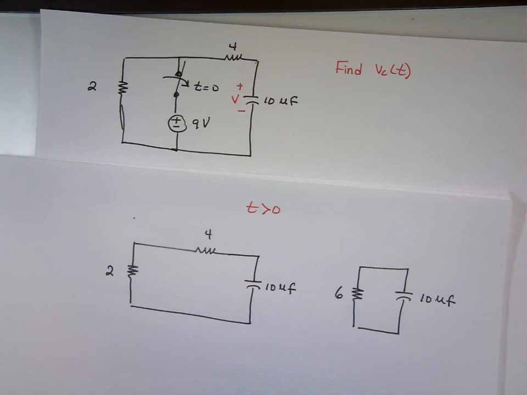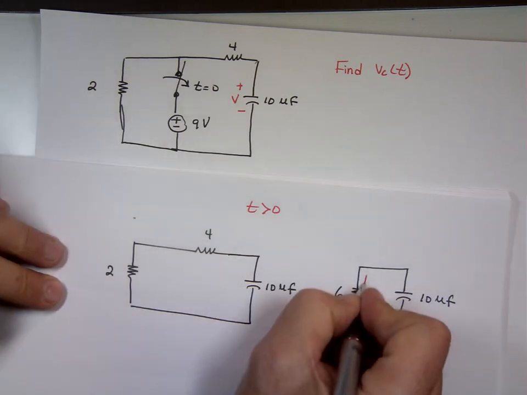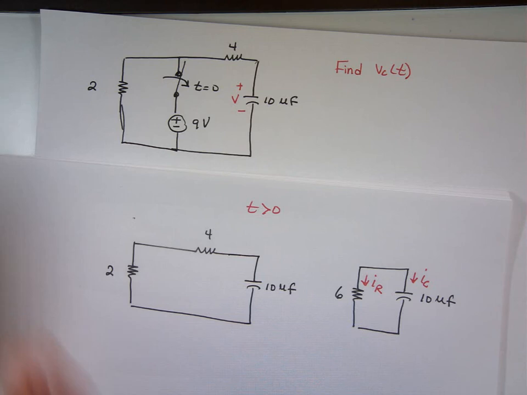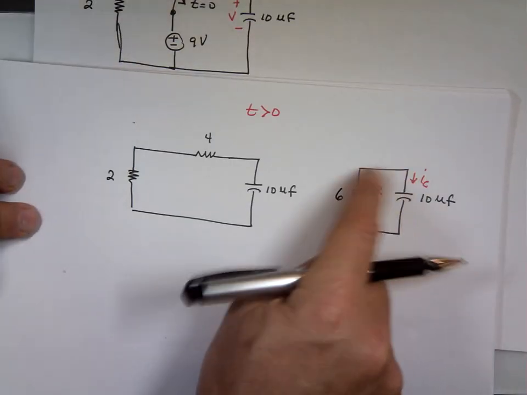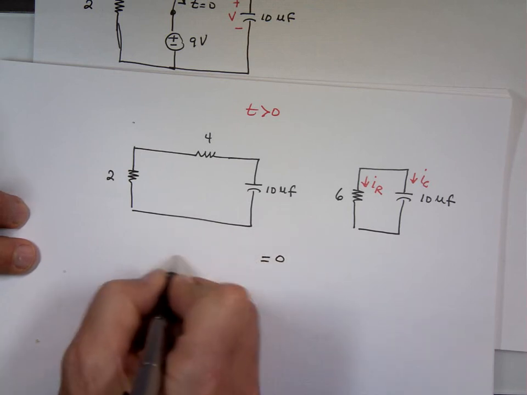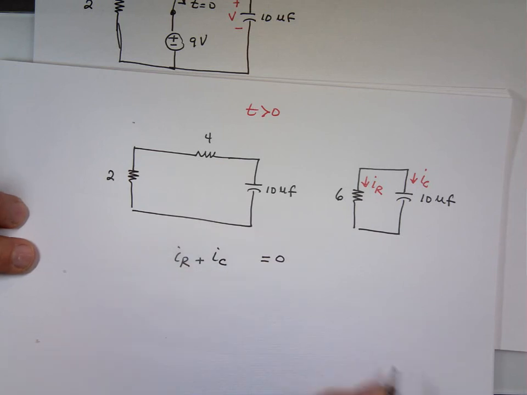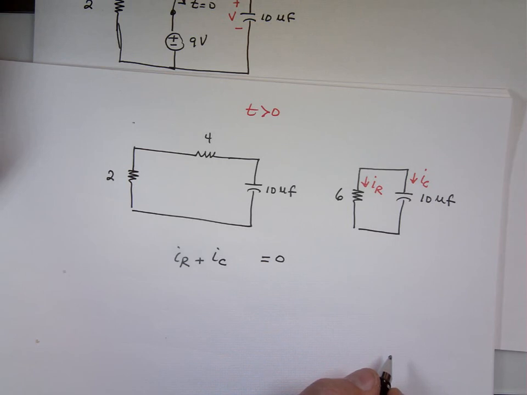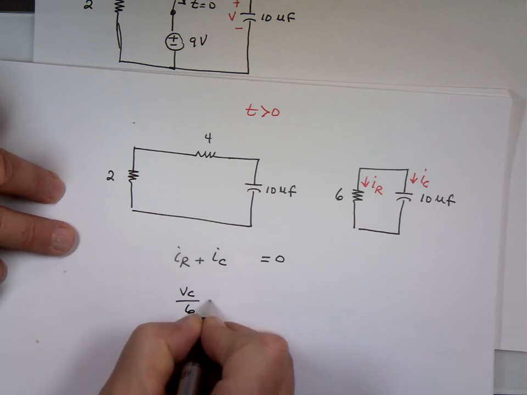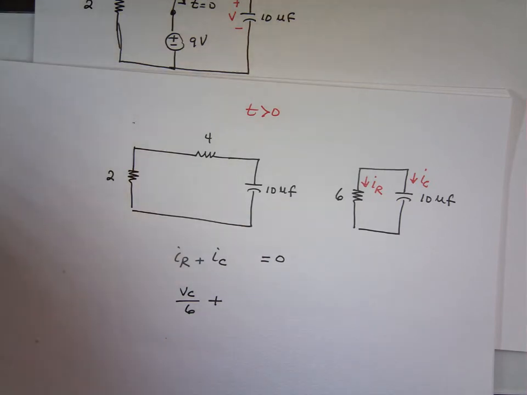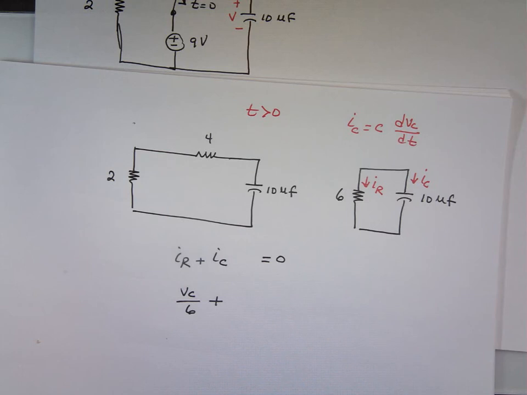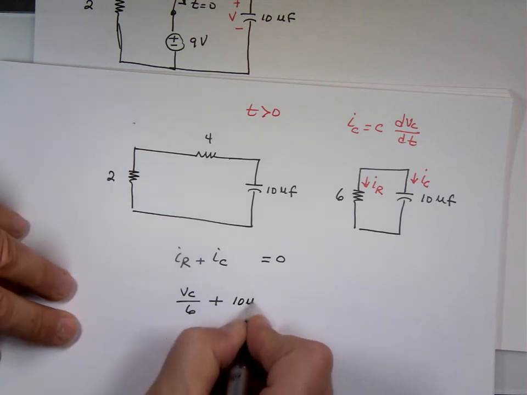Now again, if I do KCL at the top, this is I sub R coming down, and this is I sub C coming down. I define them. I do KCL at the top, which says the sum of the currents entering that node equals the sum of the currents leaving that node. What is entering that node? 0. What is leaving that node? I sub R plus I sub C. I sub R is the voltage here, which happens to be the voltage across the capacitor, divided by 6. And if you remember, for capacitors, I equals C dVc/dt. So that would be 10 micro dVc/dt.